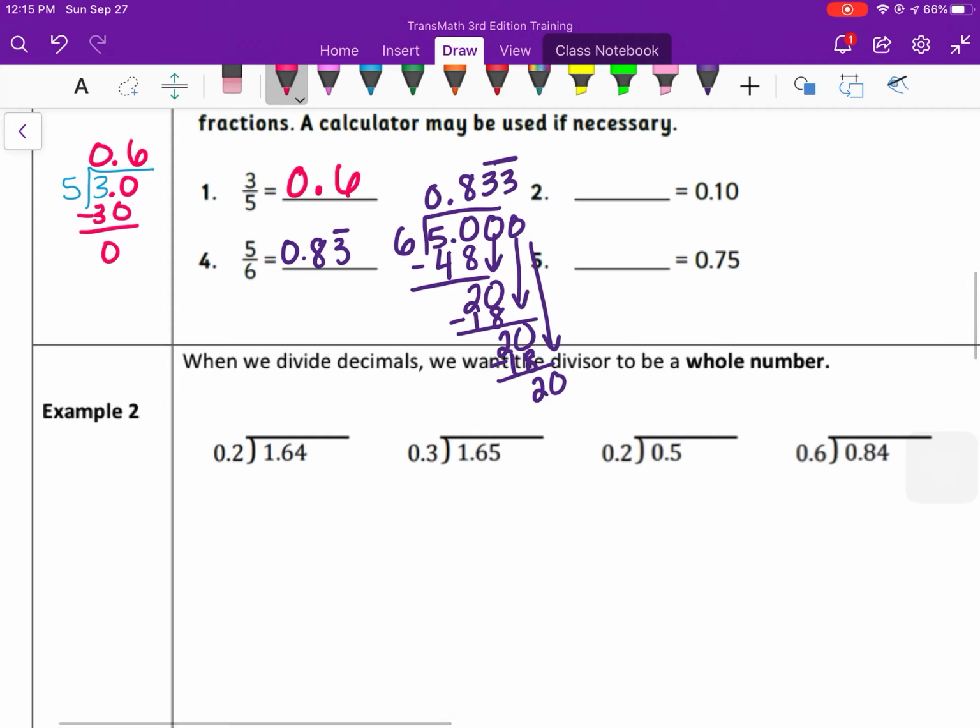Okay, 0.10. We have 2 decimal places, so you can write this as 10/100ths, or 0.10 is the same thing as just 0.1, so that reduces to 1/10. 1/10 in the tenths place.